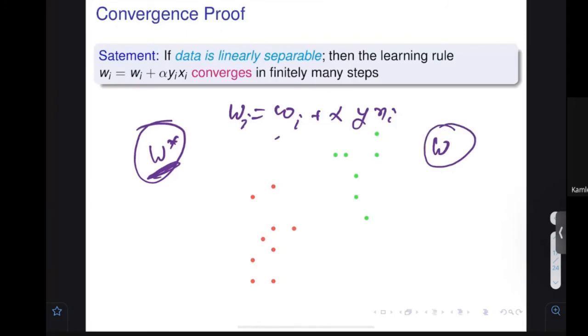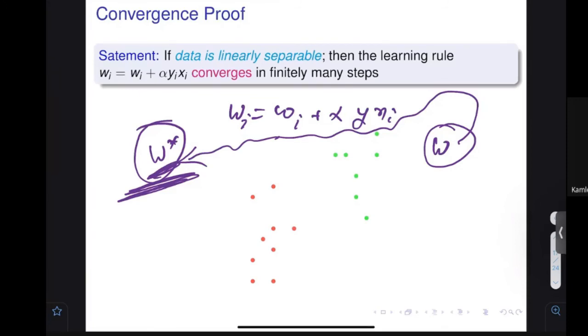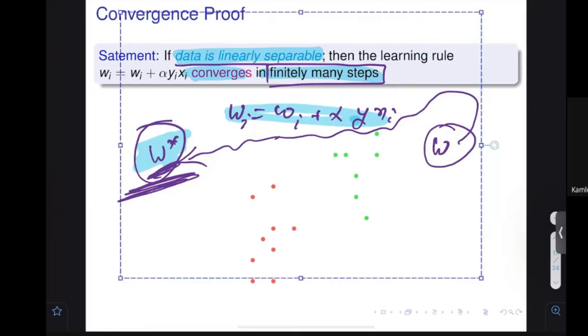We started with some W, and I'm going to update this multiple times, and at the end I'm going to get W star in finitely many steps. I have to prove this provided the data is linearly separable. If the data is linearly separable, then this learning rule that we are talking about converges in finitely many steps to what? The right thing. For this, I'm going to give you the proof.